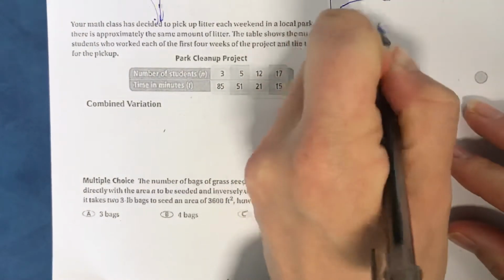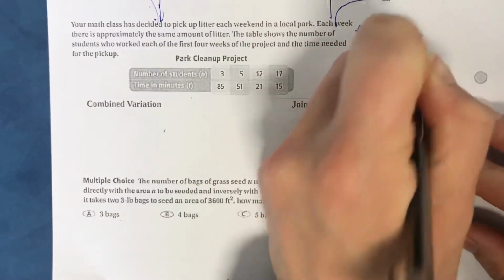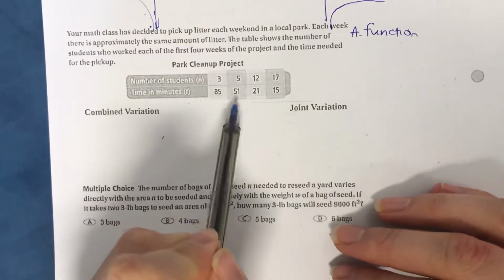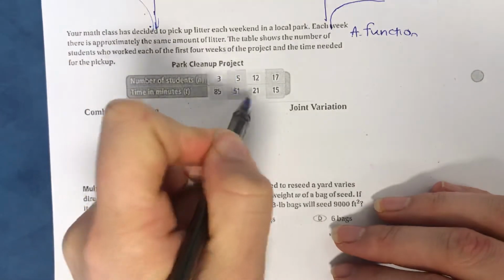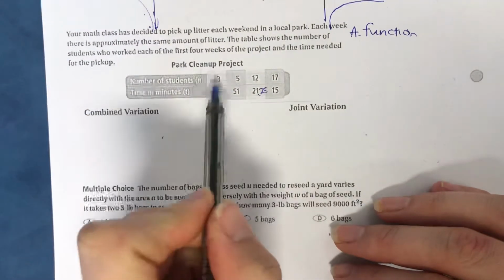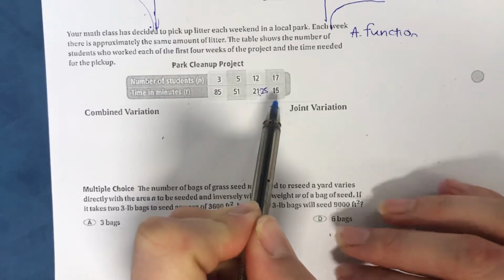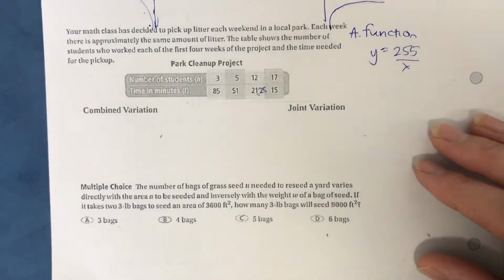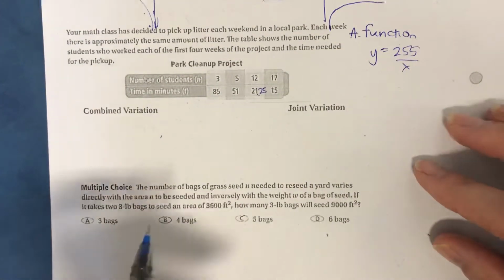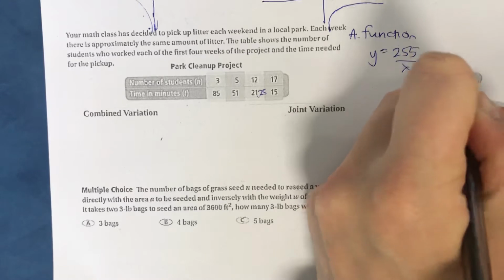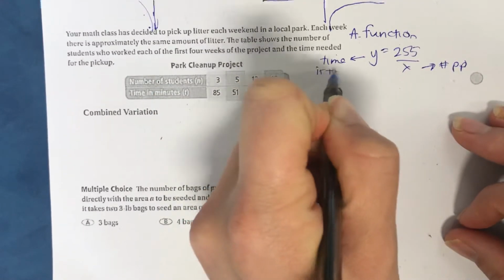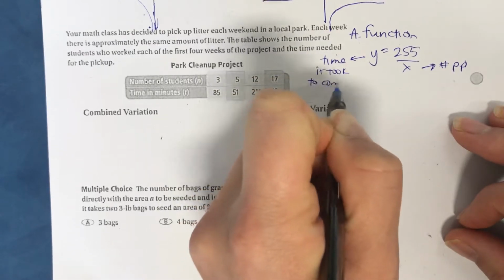So first things first, function. If we were to look at things, if I multiply these all together, this should be 21.25 technically, but if I multiply all these together, we're going to get 255. So that's the constant of variation, inverse function, where x is the number of people and y is the time it took to complete.